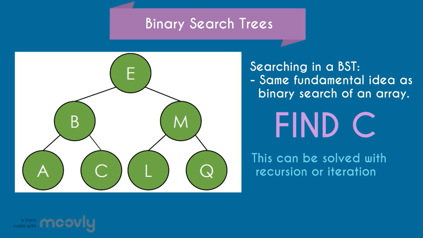You can also solve this very cleanly using iteration. Here you would just have a loop where you are keeping track of your current node. Just like we did before, you'd have your current node be E, then B, then C, and you can essentially walk through the binary search tree this way.